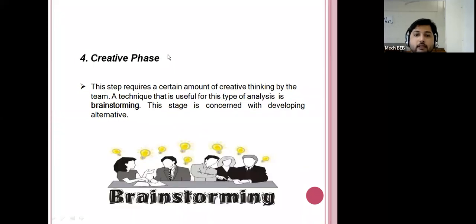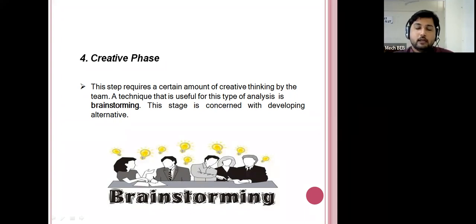Okay, getting everyone? Then the creative phase. So this phase requires a certain amount of a creative mindset. Not everyone has a creative mindset. So for that purpose, special people are appointed to do the brainstorming and to determine the alternatives for the functionality of the product. Okay. So this step requires a certain amount of creative thinking by the team. A technique that is useful for this type of analysis is brainstorming. Now here you need to think about the product and the functionality. So here, after thinking, everyone creates one alternative.